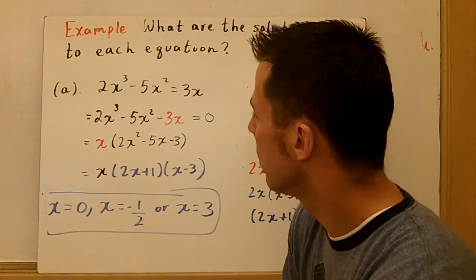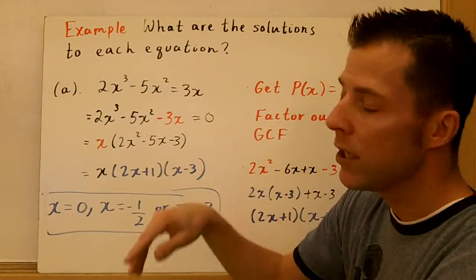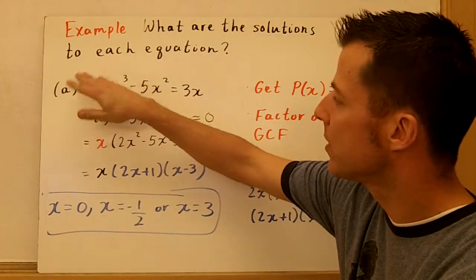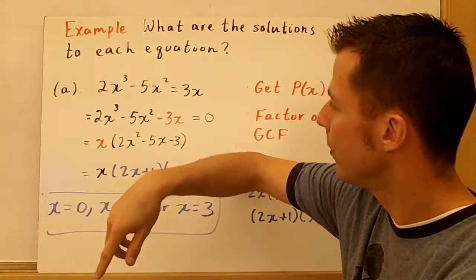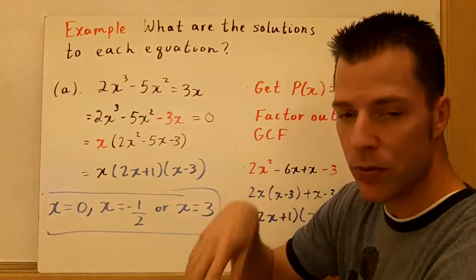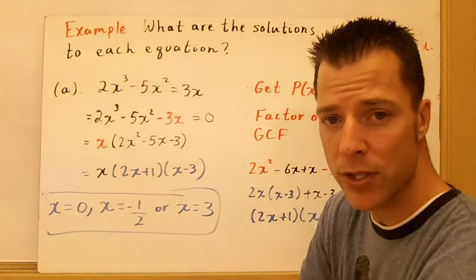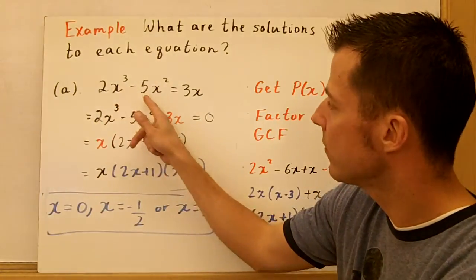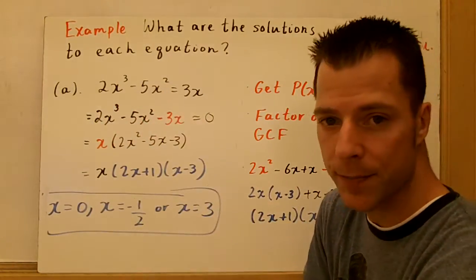All right, so what are the solutions to each equation? And we only had room for one on here, so the second slide will be the second part of this problem. So we're going to solve this equation. What are the solutions? That's what it means. When you solve an equation, or ask what the solutions are, you want to know the values that solve it. So we have 2x cubed minus 5x squared equals 3x.